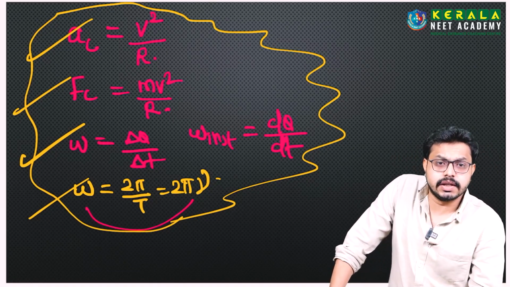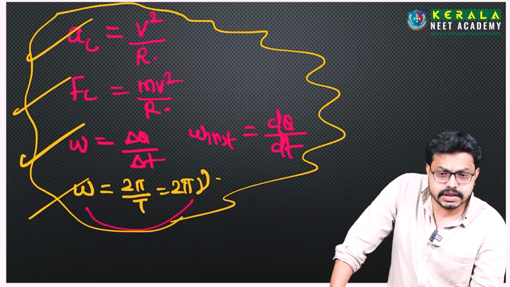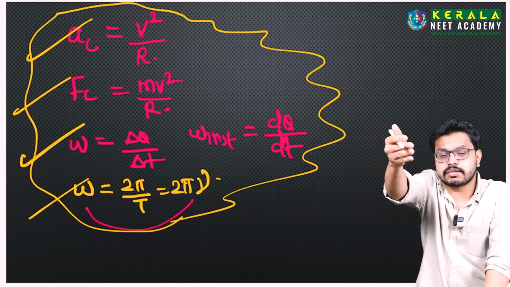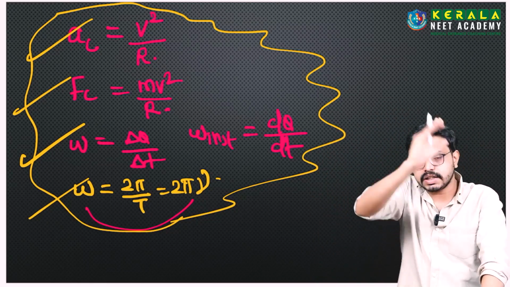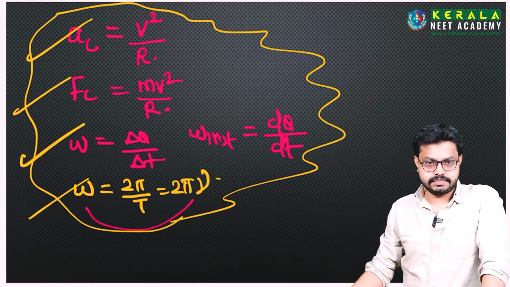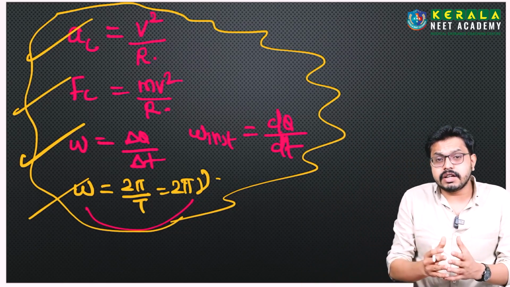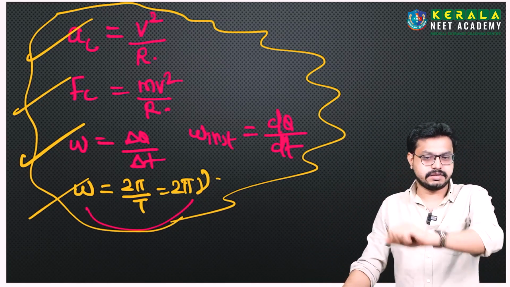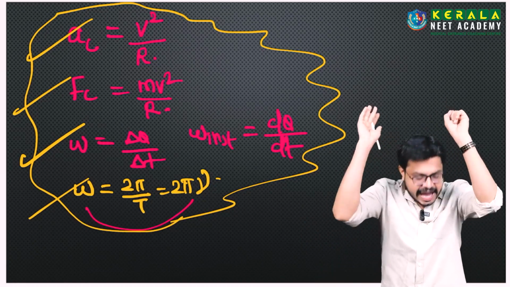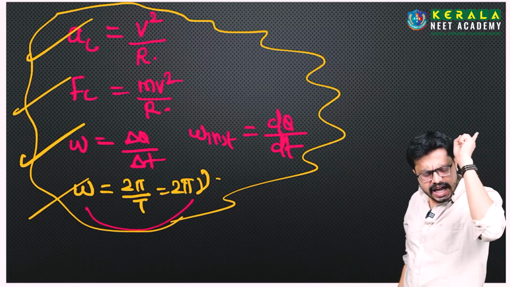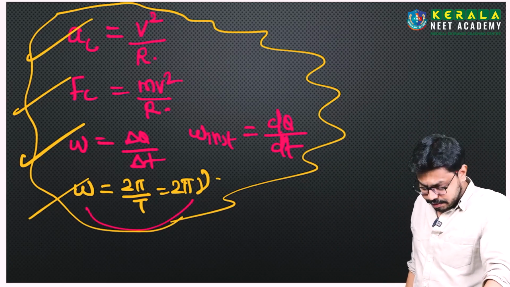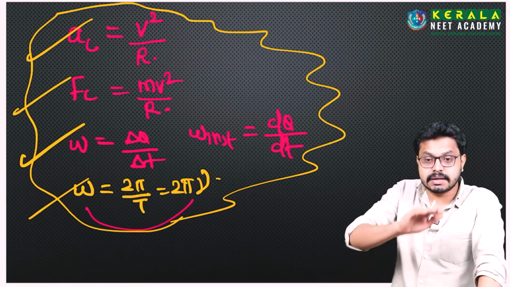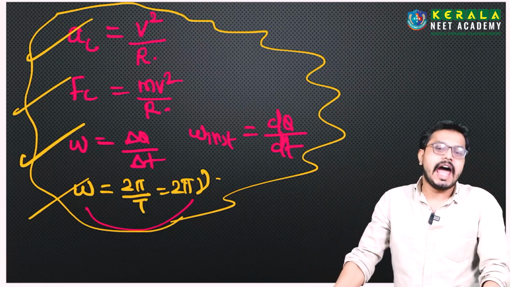Omega is angular velocity. In uniform circular motion, angular velocity will be constant. But once the angular velocity changes, there should be an acceleration known as angular acceleration, because when velocity changes there is acceleration. In the next class we will discuss the angular acceleration concept as well as some relations connecting linear terms and angular terms.